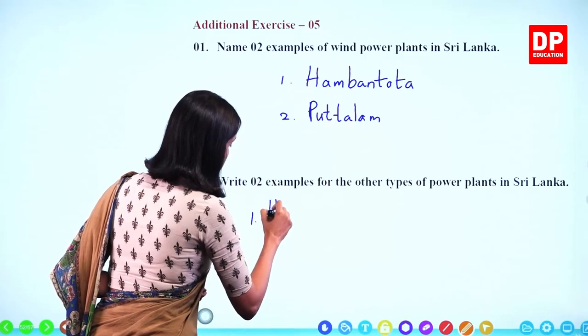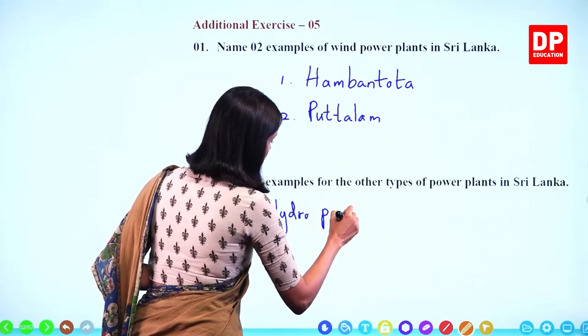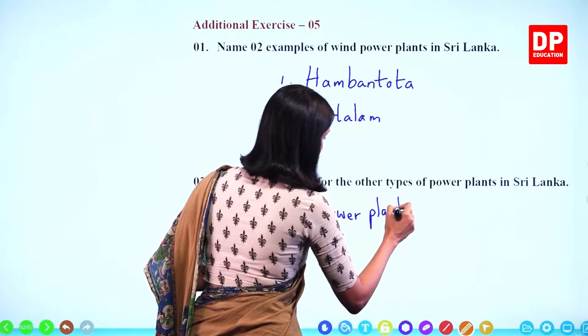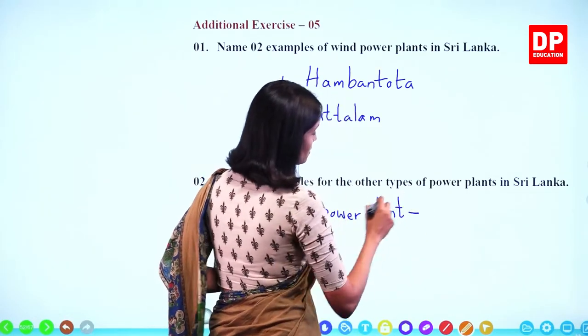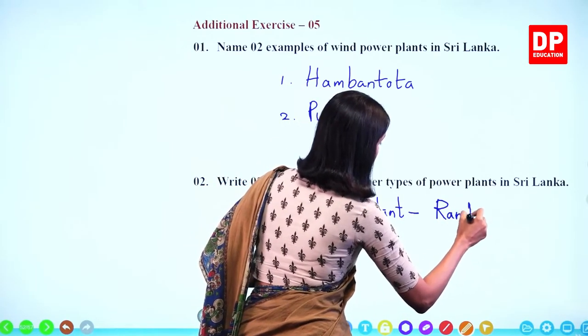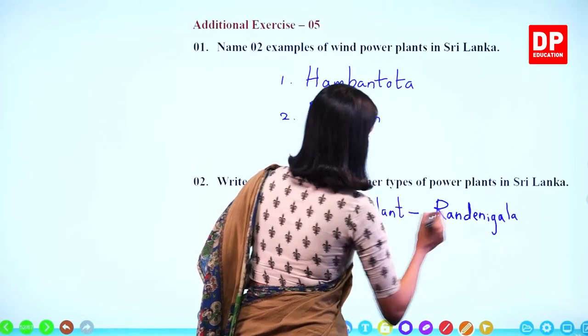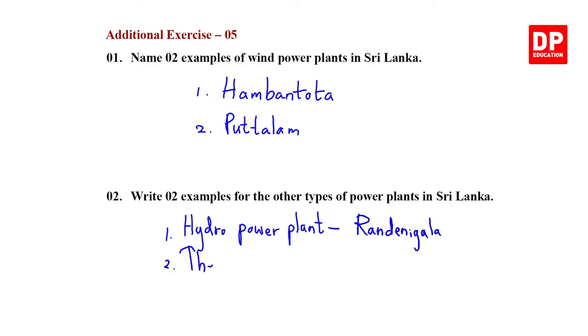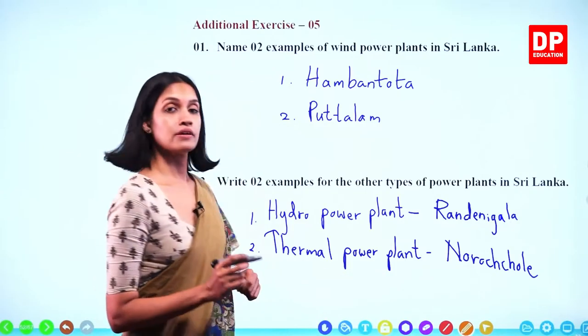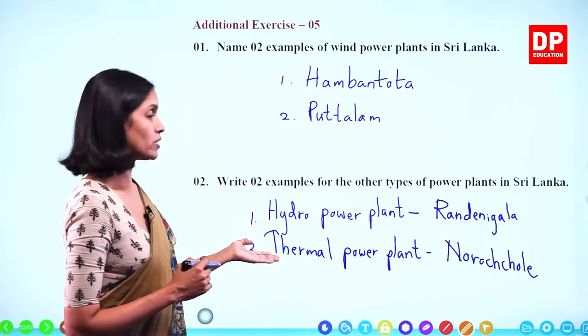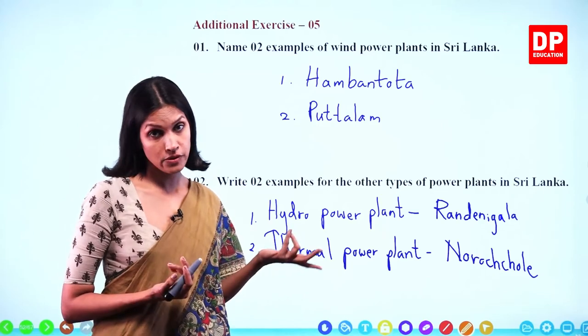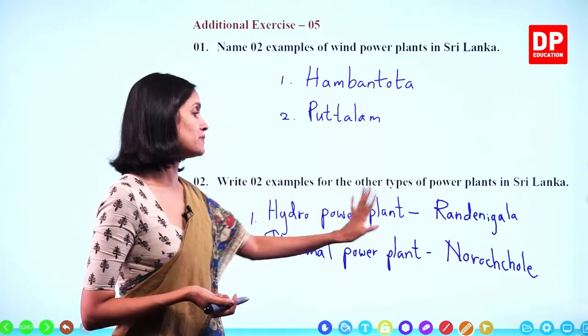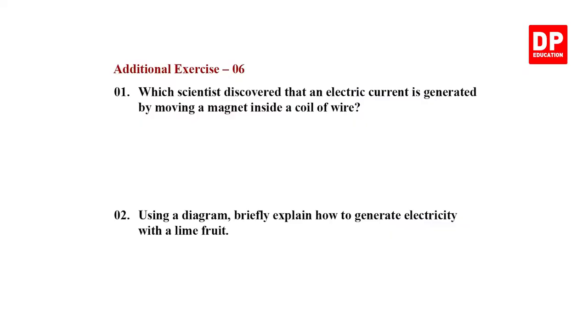We'll write the first example, hydropower plant. We can write as an example, Ranthenigala. Thermal power plant located in Norocholai. Right? 2 examples. You can even write fuel power plants, diesel power plant in Kalanithissa. Okay? So hydropower plant in Ranthenigala, thermal power plant in Norocholai. We can write. Okay. Next one.